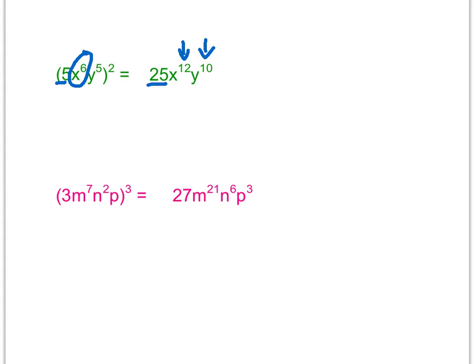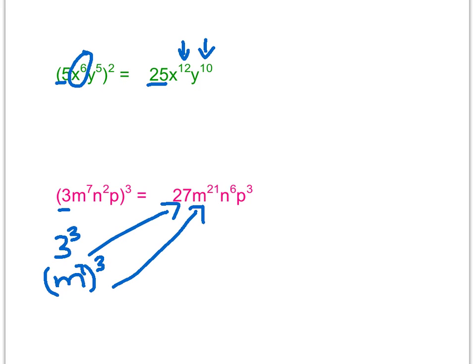Same thing on the bottom. Each thing inside of the parentheses, so each different base and the coefficient, needs to each be raised to the 3rd power. So really there's 4 different things I need to do. I need to take 3 to the 3rd power, and that gives me the 27. I need to take m to the 7th power times 3, and when I multiply that, I get m to the 21st power.